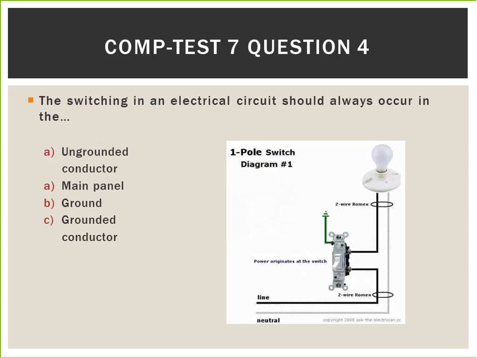Comp Test 7, question number 4. The switching in an electrical circuit should always occur in the A, ungrounded conductor, B, main panel, C, ground, or D, grounded conductor. Answer A is the best answer because the ungrounded conductor is the hot line as shown in the photo on the screen. The black line is the hot line, which is being controlled by the switch.